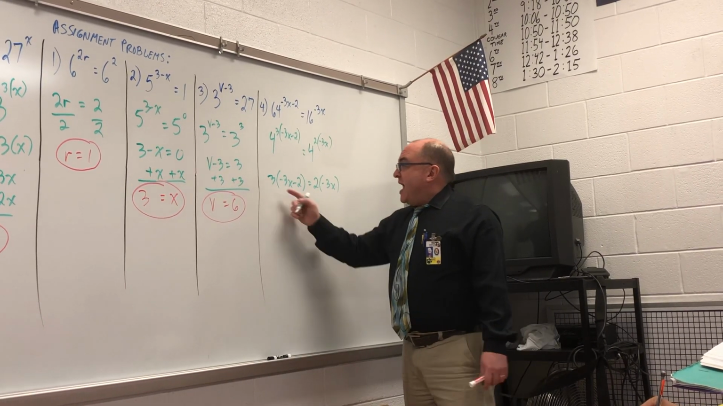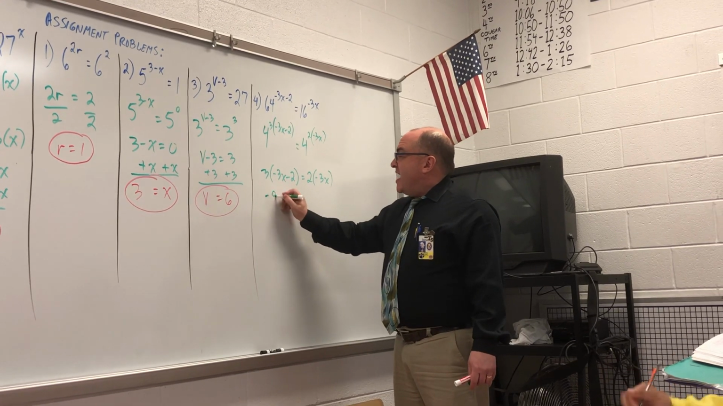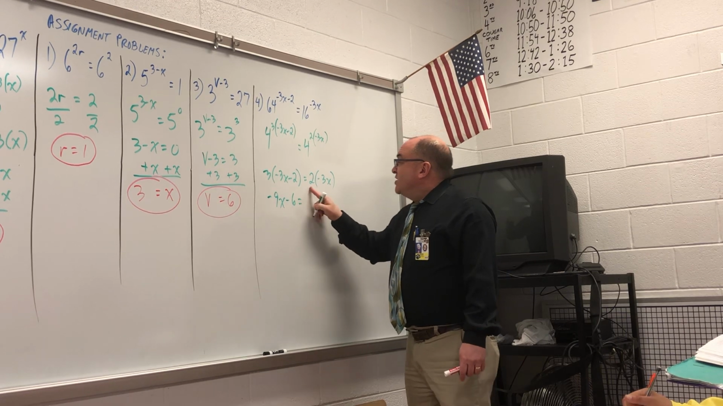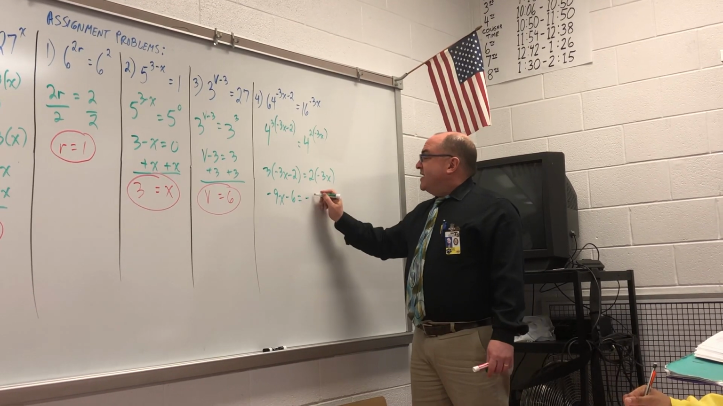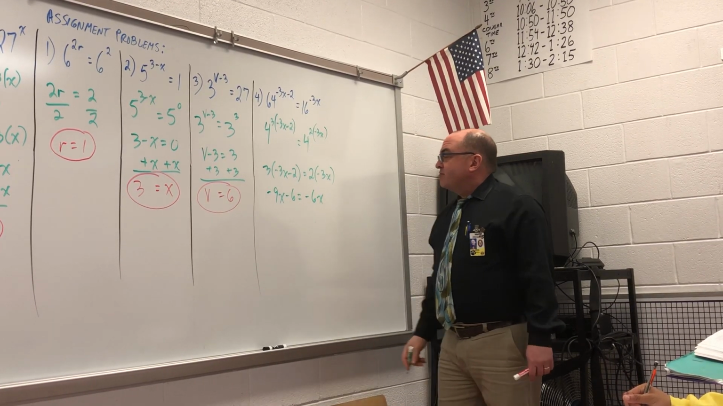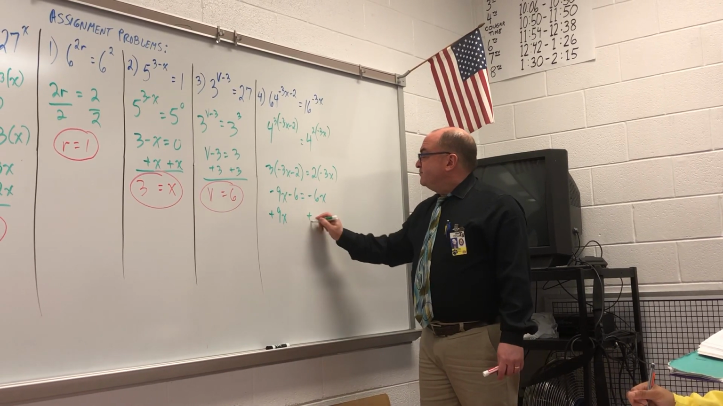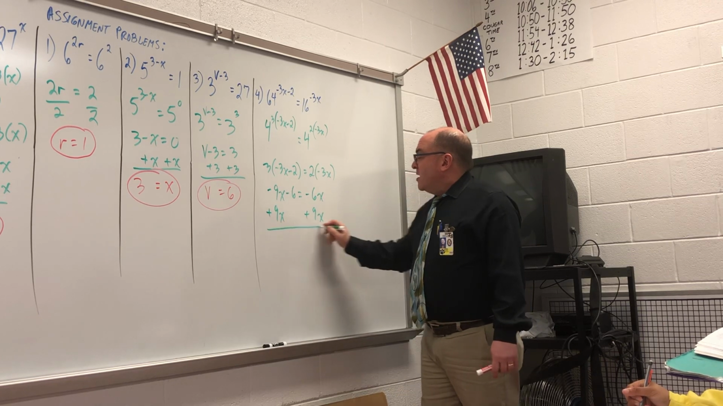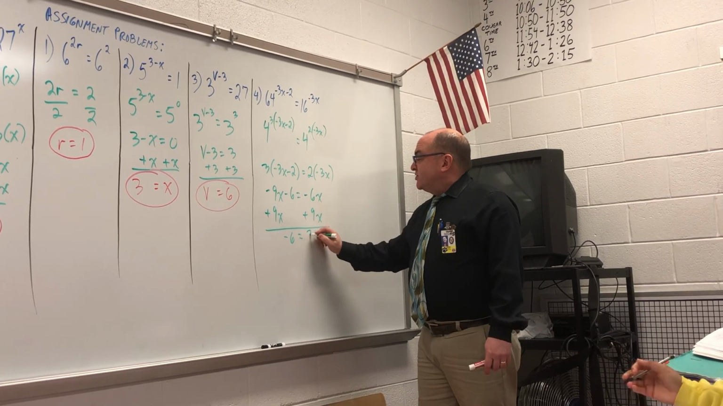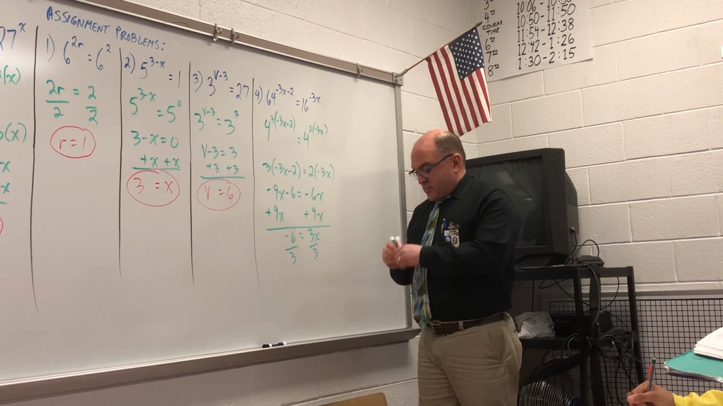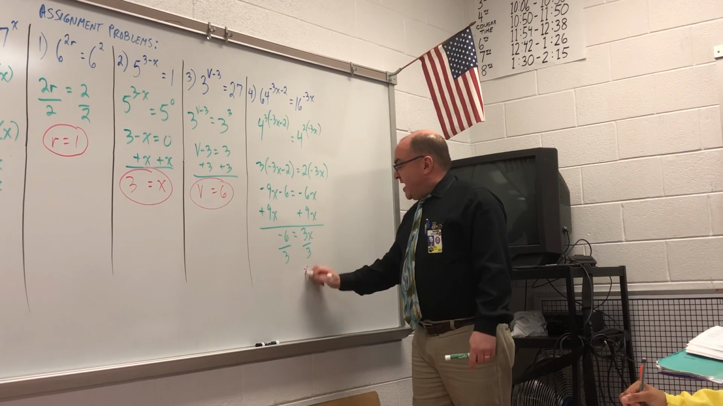I'm going to distribute now. 3 times negative 3 is negative 9x. 3 times negative 2 is negative 6. 2 times negative 3x is negative 6x. I'm going to add 9x to both sides. I get negative 6 equals 3x. Divide by 3. x equals negative 2.